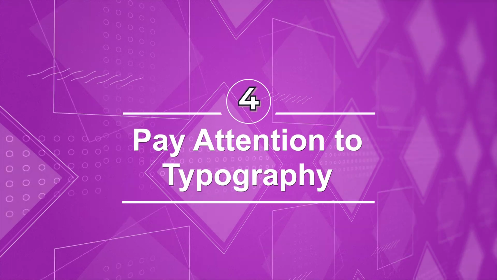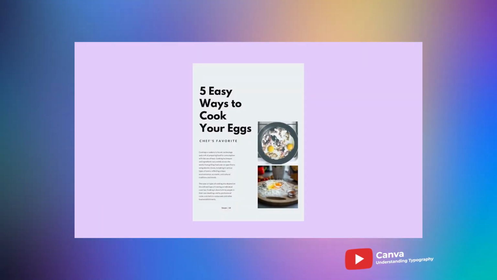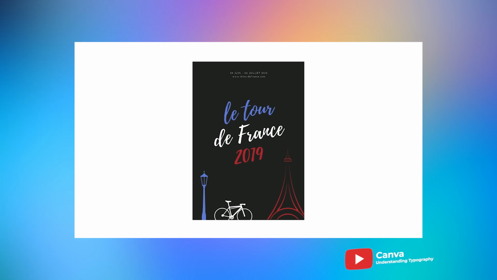Tip 4. Pay attention to typography. Typography plays a crucial role in design, so pay close attention to font choices, sizes, and styles when creating your designs in Canva. Use fonts that complement your brand's aesthetic and are easy to read across different devices and screen sizes. Experiment with different font pairings to create visual hierarchy and emphasize your designs.